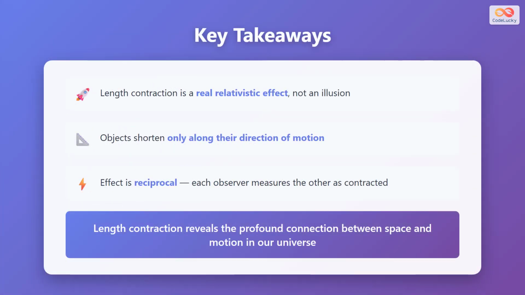Let's recap the key takeaways from this video. Length contraction is a real relativistic effect, not an optical illusion. It's a fundamental consequence of how space and time work at high speeds. Objects shorten only along their direction of motion, while dimensions perpendicular to the motion stay the same. The effect is also reciprocal, meaning each observer measures the other as contracted. This symmetry is a beautiful feature of special relativity. Length contraction reveals the profound connection between space and motion in our universe, challenging our everyday intuitions about how the physical world works.